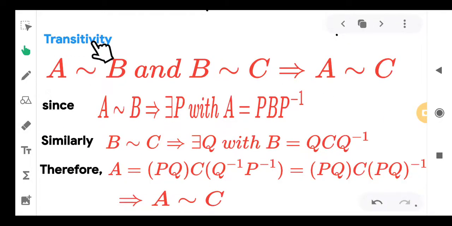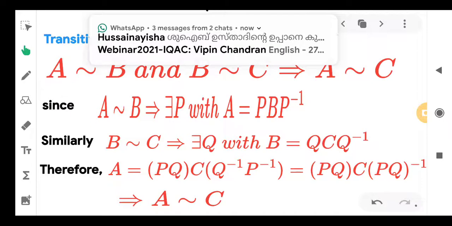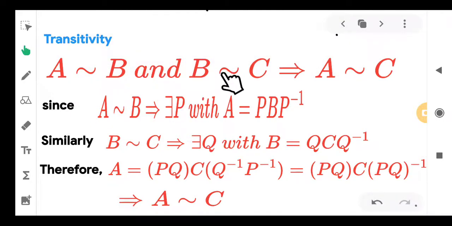Now, it can be shown to be a transitive relation. If A is related to B and B is related to C, then we can prove that A will be related to C. Suppose that A is related to B, then this equation is there. Suppose B is related to C, then there is a Q like this. Now we have to show that A is related to C. Now what is A? A here is like this. Instead of B, I can write it as Q C Q inverse. Therefore, A is equal to P, and B I will be replacing with Q C Q inverse.